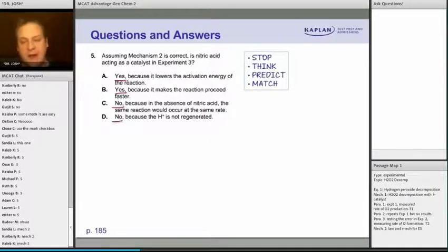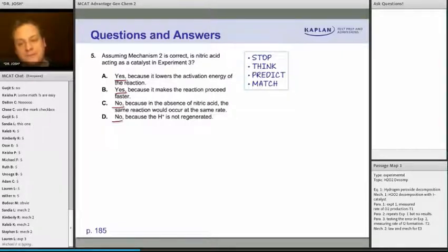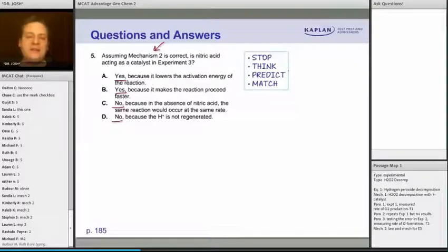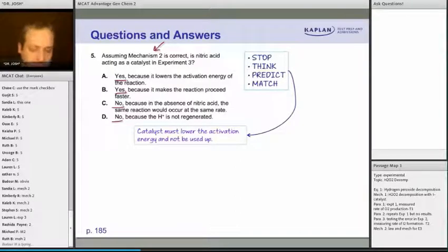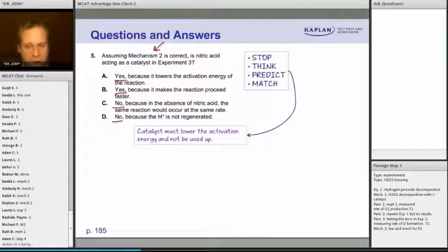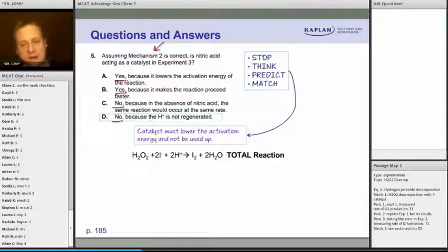Because note, there's a pattern here. Yes, no. Yes, no. So I want you to think, where in the passage are we going to get some help from? Where in the passage do you think we can get a little bit of help on this question, according to the question? They can break it down. Yeah, it's pointing us to mechanism 2. Assuming it's correct, is nitric acid a catalyst?